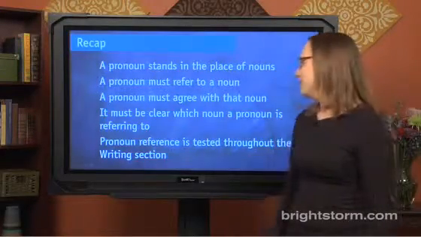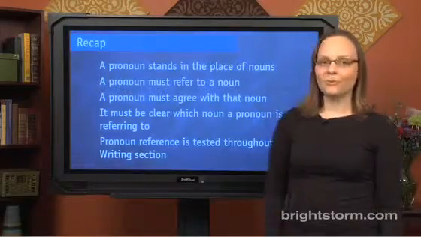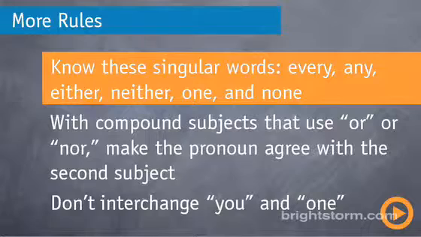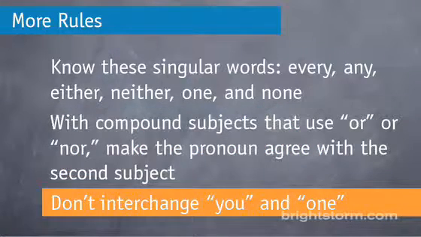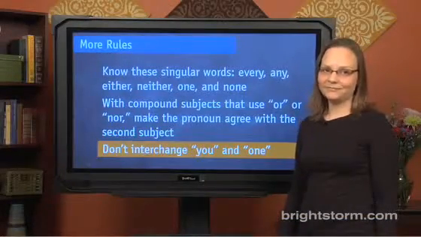And these three rules come up all throughout the writing section. And in addition to these rules that we're recapping, we have some new rules to cover right now. Those are, know these singular words: every, any, either, neither, one, and none. And with compound subjects that use or or nor, make the pronoun agree with the second subject. And lastly, don't interchange you with one. Let's look at those three new rules in some detail now.